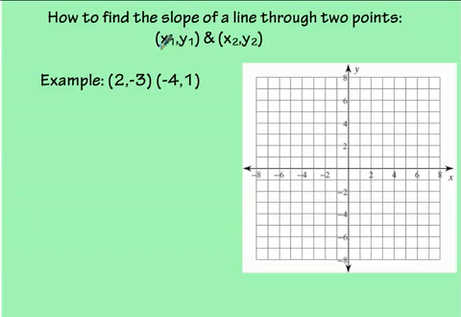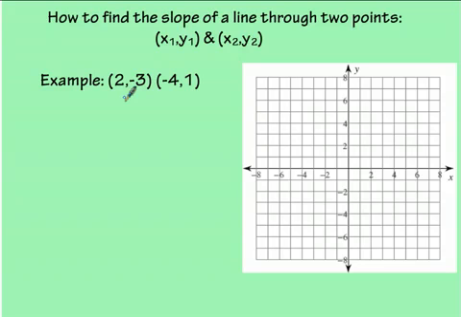This is my first x value and this is my first y value. This is my second x value and this is my second y value. X sub 1 will always go with y sub 1 and x sub 2 will always go with y sub 2. So let's look at the example. We're given the 2 points, 2, -3 and -4, 1.